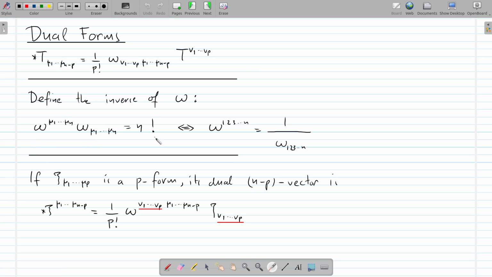So we use this inverse, which is an n vector, as we just said, to define duals of forms. So if Xi is a p form, then we contract all its indices with the first p indices of the inverse omega. That will leave n minus p free indices upstairs. So that will give us an object which is an n minus p vector. And of course it's an n minus p vector because these indices are completely antisymmetric.